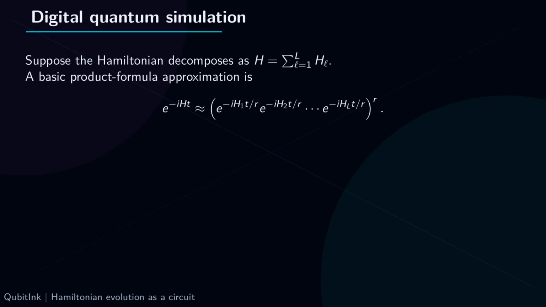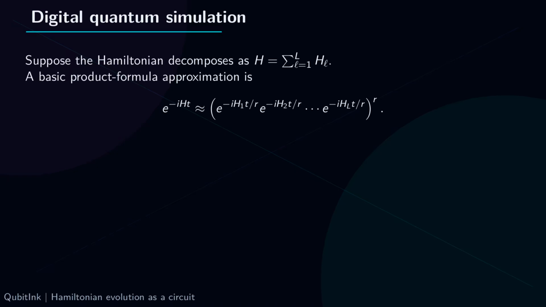In digital quantum simulation, the Hamiltonian is decomposed as H = Σ_{l=1}^{L} H_l. The full evolution is e^{−iHt}. When the terms H_l do not all commute, we approximate the full evolution using short time pieces. e^{−iHt} is approximately (e^{−iH_1 t/r} e^{−iH_2 t/r} ... e^{−iH_L t/r})^r. This is a product formula approximation.